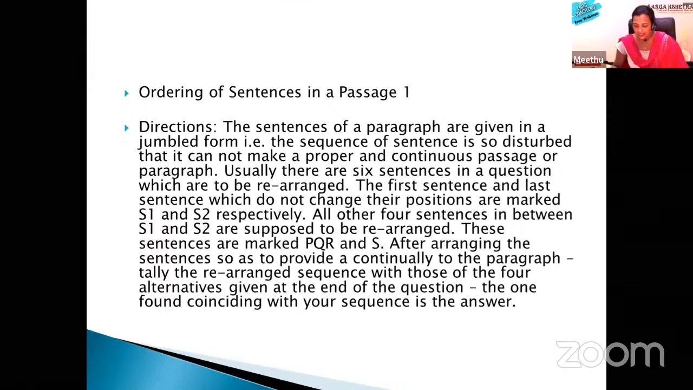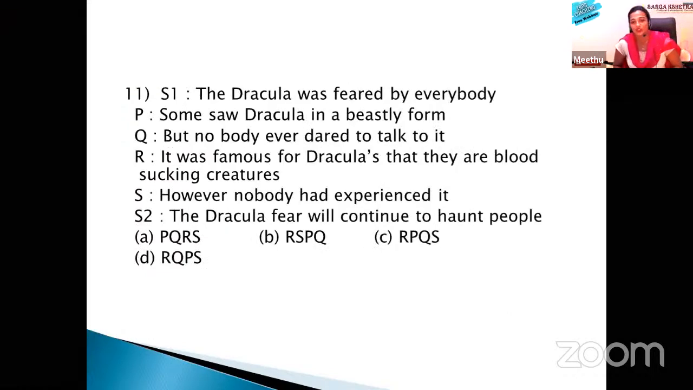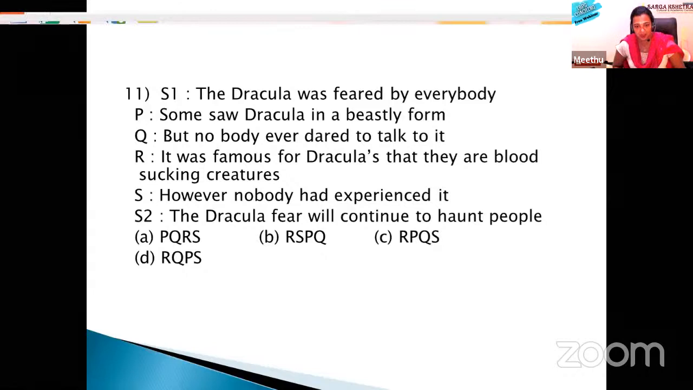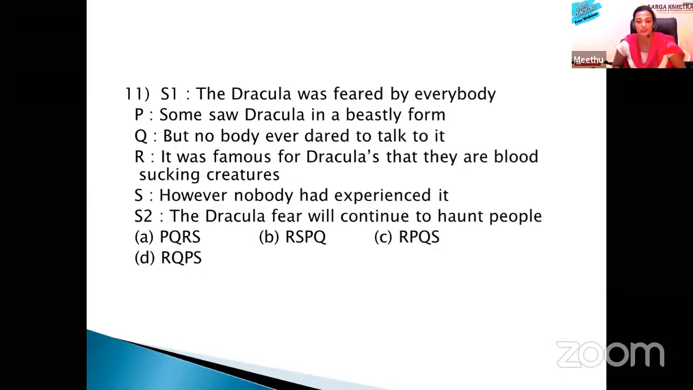After arranging the sentences so as to provide continuity to the paragraph, tally the rearranged sequence with those of the 4 alternatives given at the end of the question. The answer found coinciding with your sequence is the answer. Don't worry, it's not that complicated. Just go through the question. S1 and S2, that is the first part and the last part, will be fixed. There will be no change for S1 and S2.